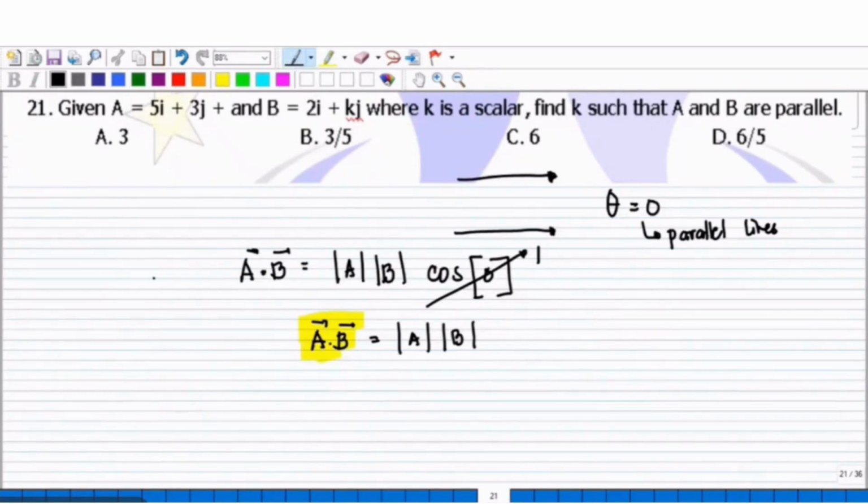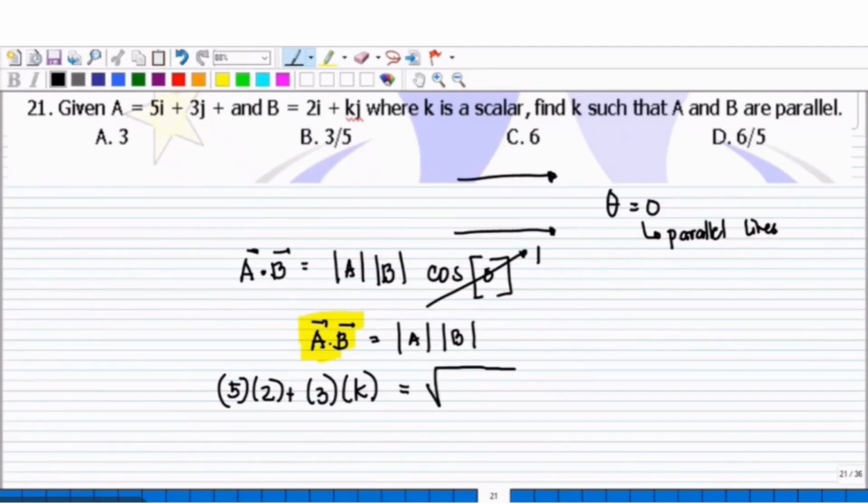Okay, so unahin natin si vector A. So yung I natin dito or yung x component is 5. I-multiply lang natin yan sa x component ng ating B. So that is 5 times 2 plus yung ating y component naman. So this is 3 multiplied by k. Okay. And this is equal now to your magnitude ng A times the magnitude of B.